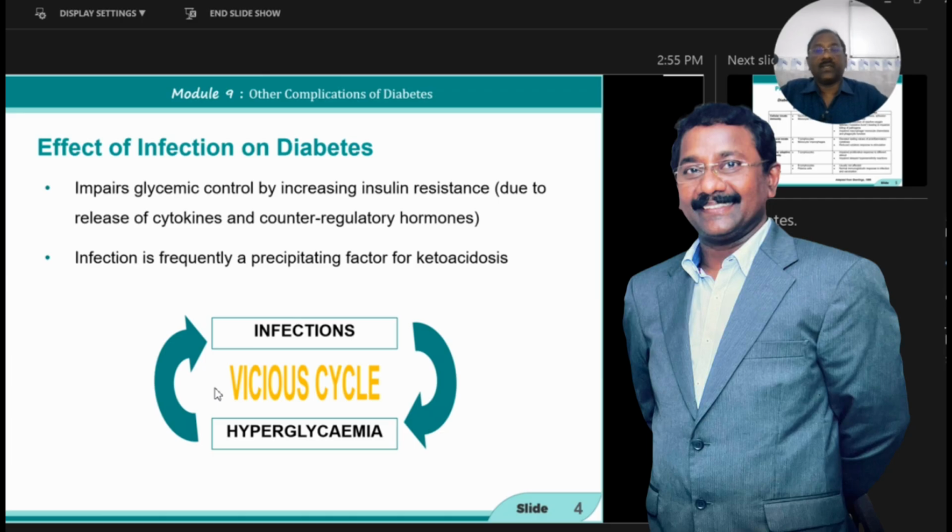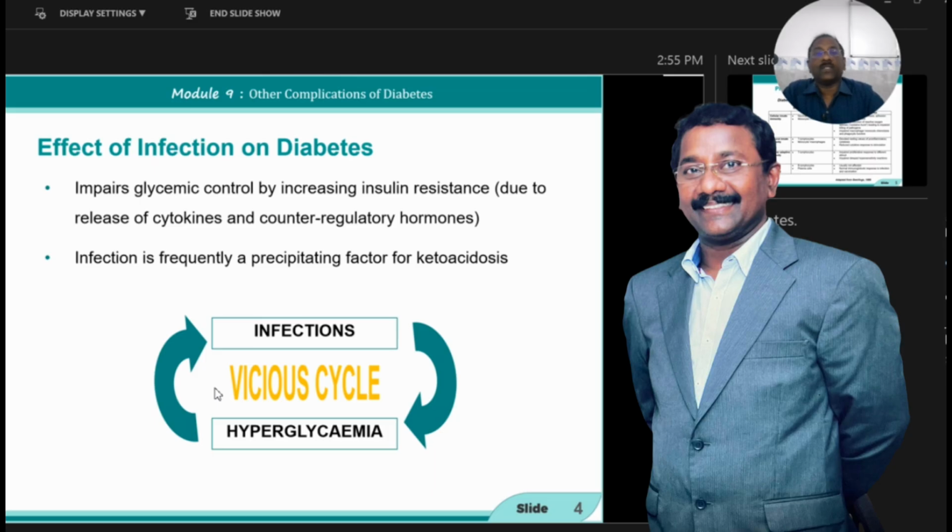So it's a bidirectional thing. Infections will cause more and more hyperglycemia, and hyperglycemia will attract a lot of infections, and finally it is a big vicious cycle. So there is impaired glycemic control by increasing insulin resistance due to the release of cytokines and counter-regulatory hormones. Once there is hyperglycemia, there is endothelial dysfunction on one hand. On the other hand, there will be more and more insulin resistance, and that could be another factor for the entry of infections in our body.